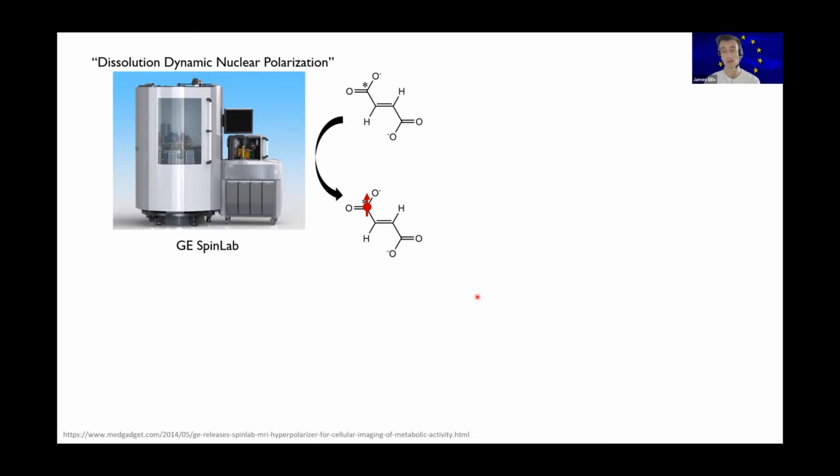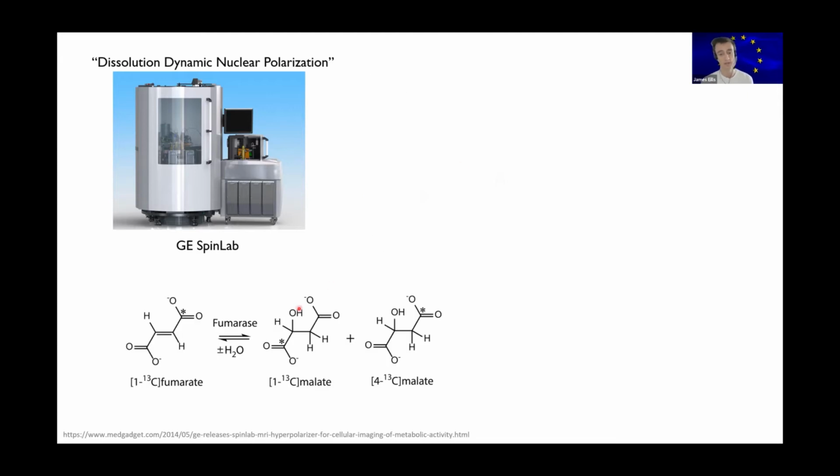But for anybody who didn't, I can let you know that fumarate is somewhat regularly used in dissolution dynamic nuclear polarization experiments, where the carbon-13 spins are polarized. And the reason for doing this is that in the body, fumarate can be converted to malate, and this metabolism can be observed in vivo with hyperpolarized magnetic resonance imaging.